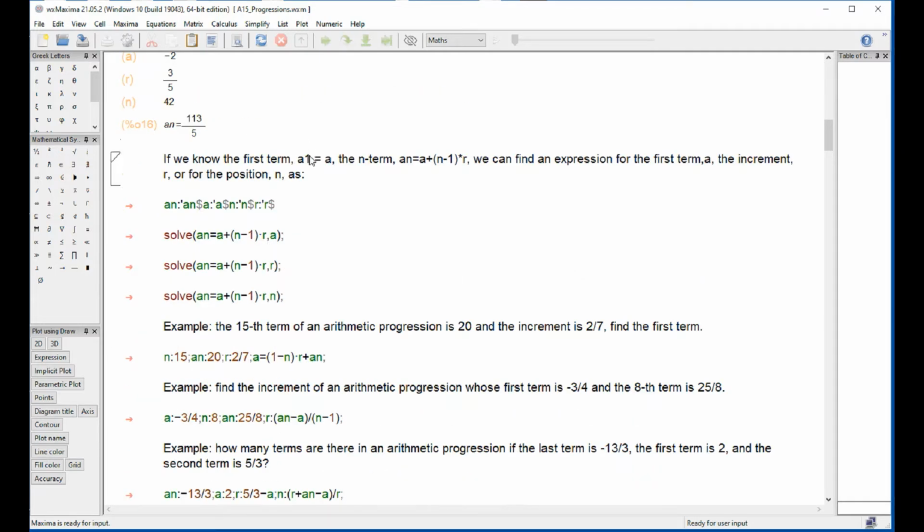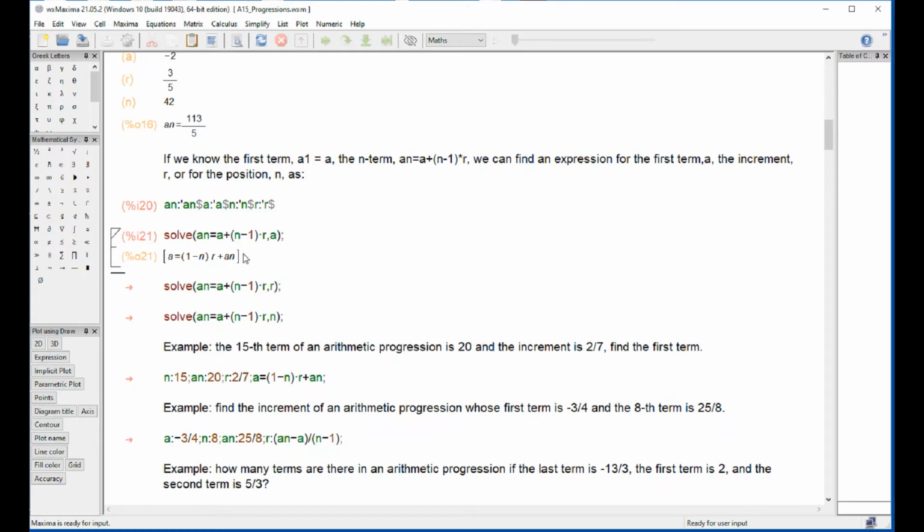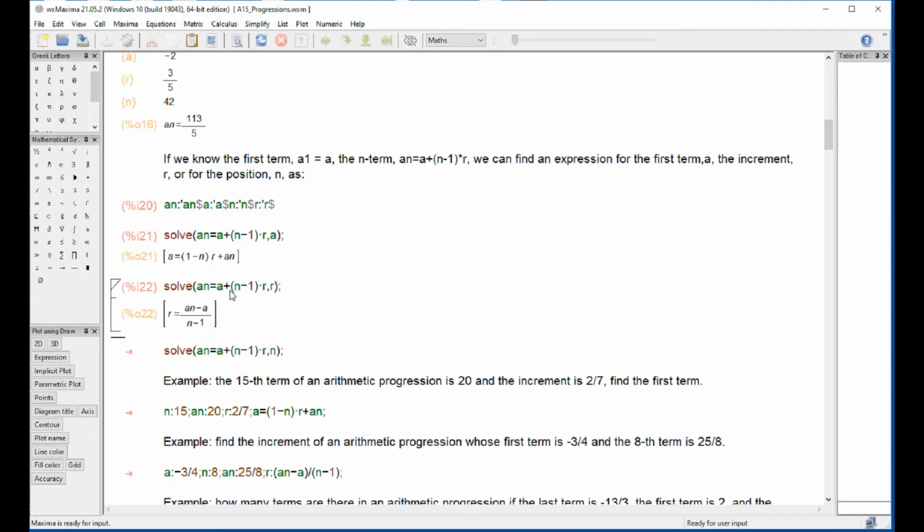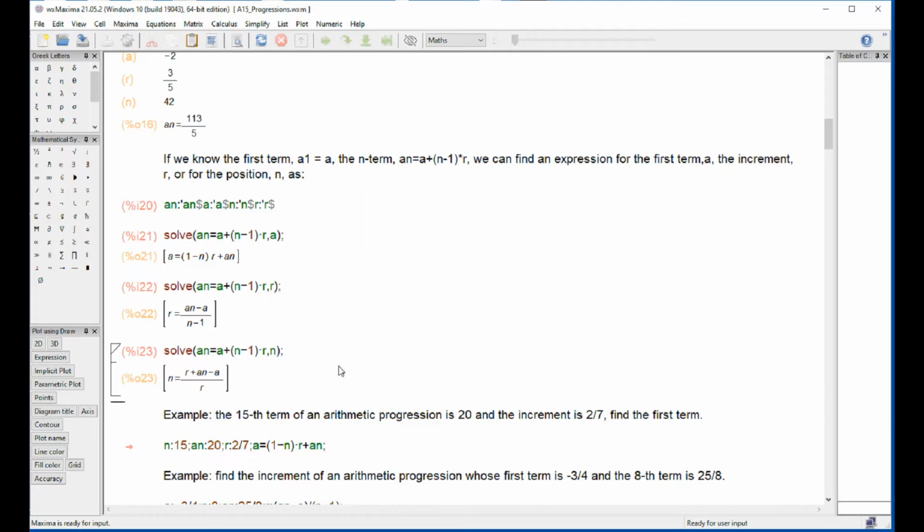If we know the first term A, and the nth term an equals A plus (n minus 1) R, we can find an expression with the first term, the increment R, or the position. I'm clearing the values of an, R here, and then I'm solving for A here. The first term is going to be equal to an minus (n minus 1) times R. The increment will be an minus A divided by n minus 1, and the number of terms will be equal to 1 plus (an minus A) over R.